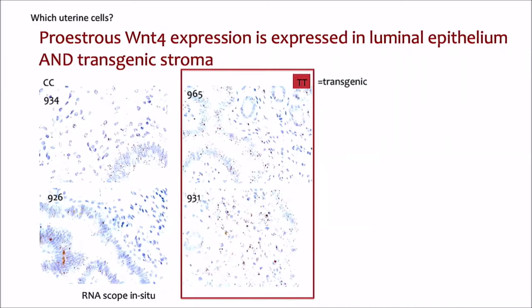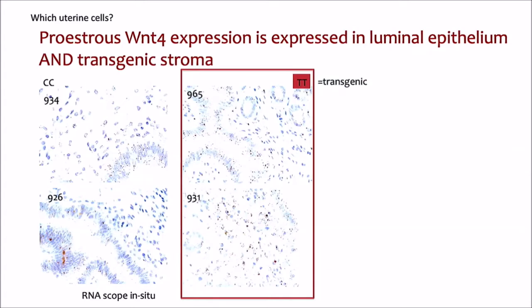We then of course started asking, okay, so this is gene expression in uterus, but where in uterus? What cells are expressing this Wnt4? And this is RNAscope, so in situ. And we have on the right side here in red the uteri of the transgenic line, and on the left side the wild type.